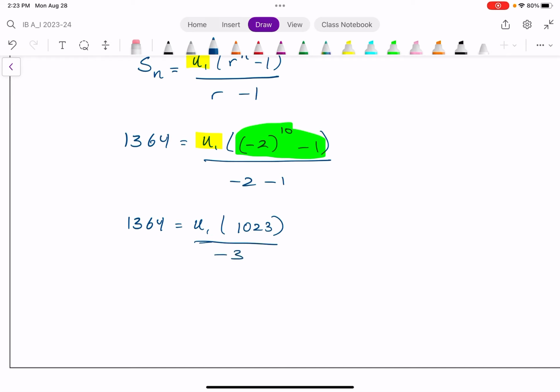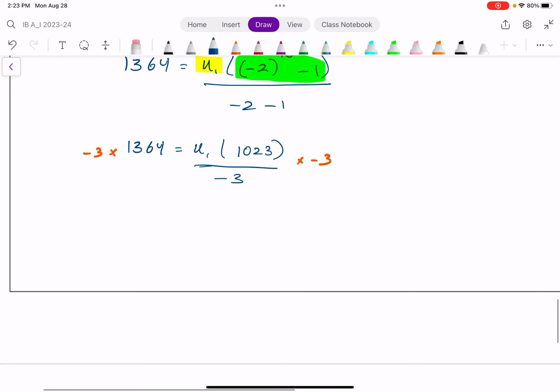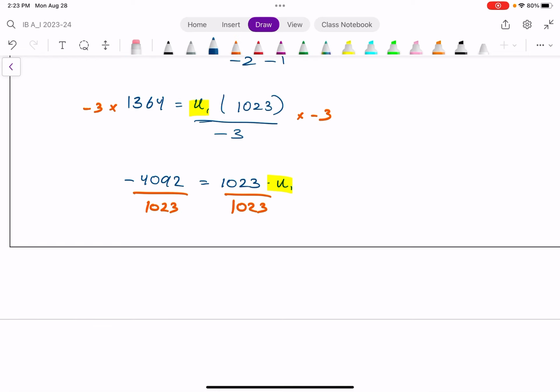Negative 2 take away 1. And I'm just going to multiply both sides by negative 3 at first to solve this algebraically. And so I get negative 4,092 on one side and just 1,023 times our mystery first term on this side. Divide both sides by 1,023. And we get exactly negative 4. So our first term is negative 4.